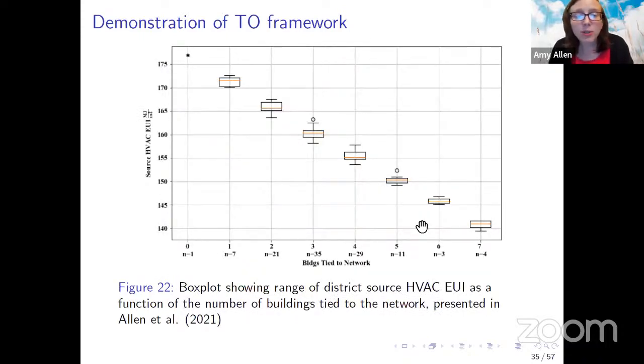This box plot shows the range of district source HVAC EUI as a function of the number of buildings connected to the network, which emphasizes this trend of a greater number of connected buildings resulting, as expected, based on the individual building level results, in a lower overall source EUI for HVAC. This also affirms a trend observed in the previous case study, which was that in these cases, the selection of a subset of buildings to be connected to the network is much more influential on energy use and life cycle cost than the network by which they were connected.